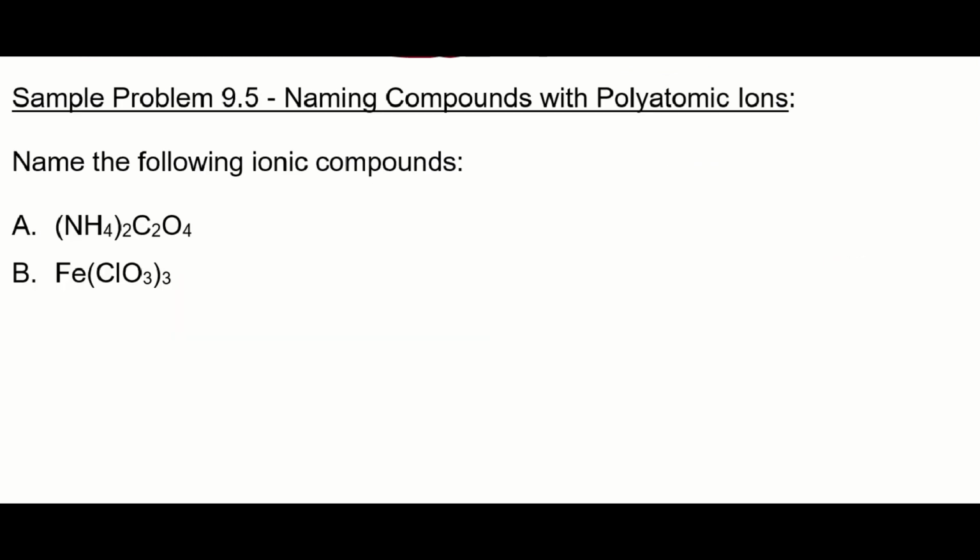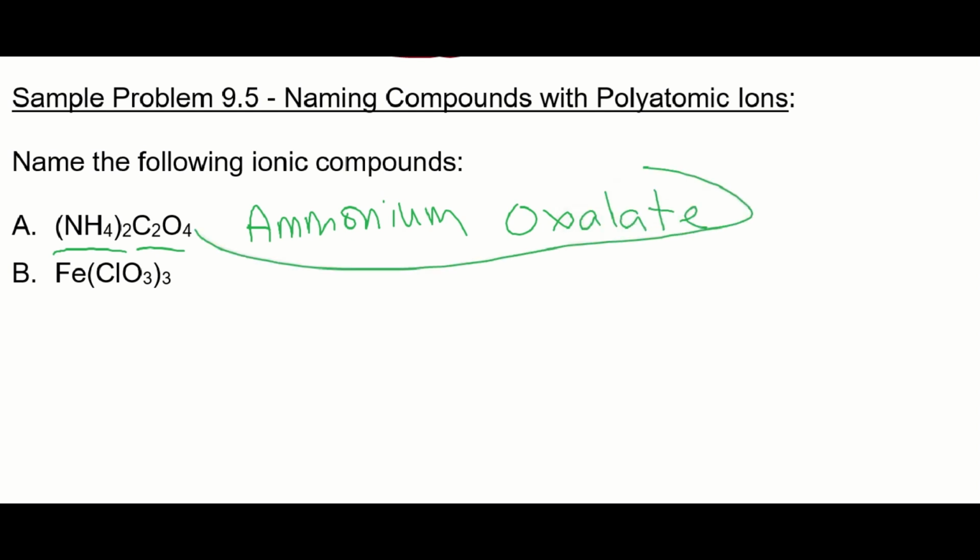All right, I feel like we're getting near the end of the section. Most students find the next section much easier when we're naming and writing formulas for molecular compounds. All right, but let's finish this off here. We are going to name this ionic compound. This is your ammonium. And this is oxalate. All right, next one.